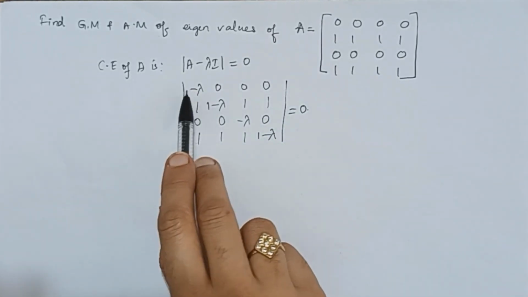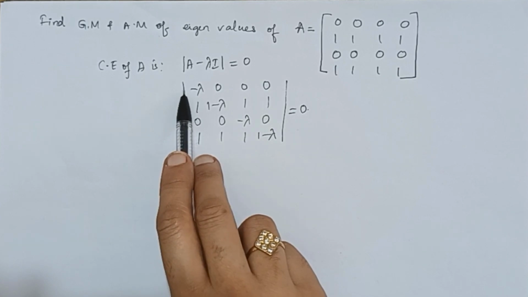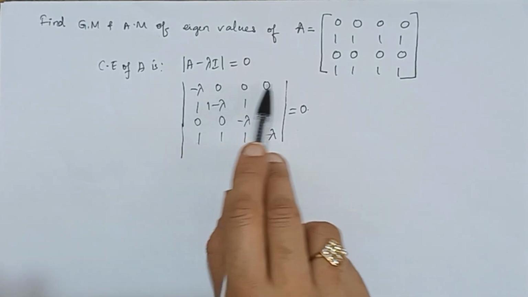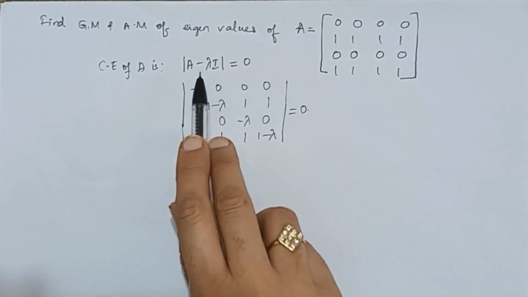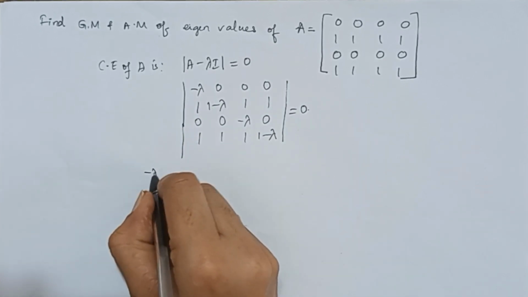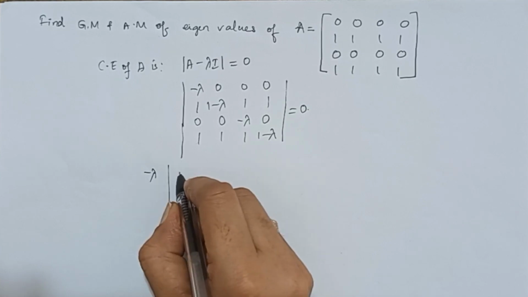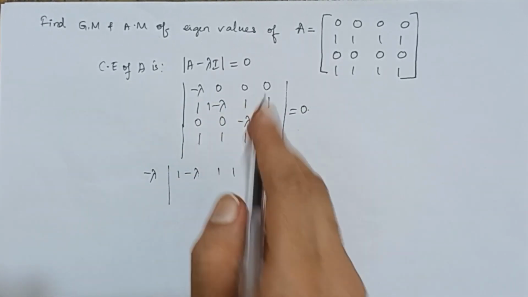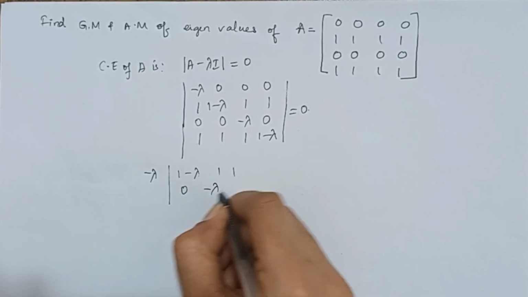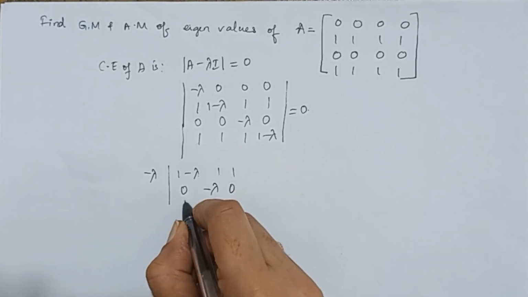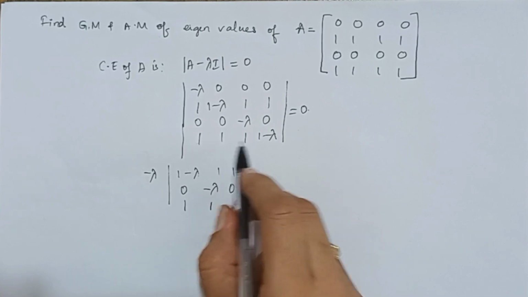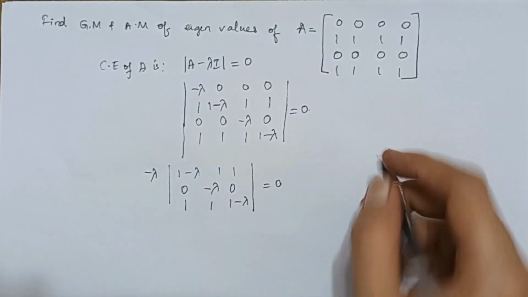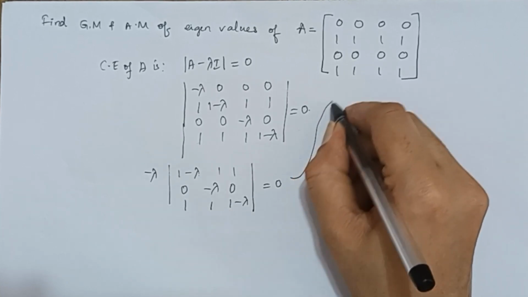Now expand this determinant along the first row. So delete first row, first column. You'll get minus lambda into the remaining determinant: 1 minus lambda, 1, 1; then 0, 0 minus lambda, 0; then 1, 1 and 1 minus lambda, which is equal to 0. I have to evaluate this. I'll write it here.